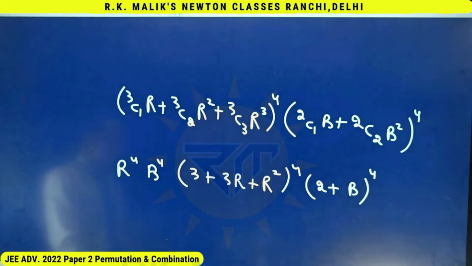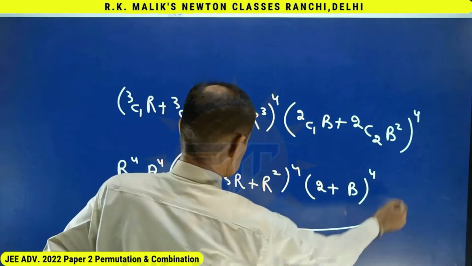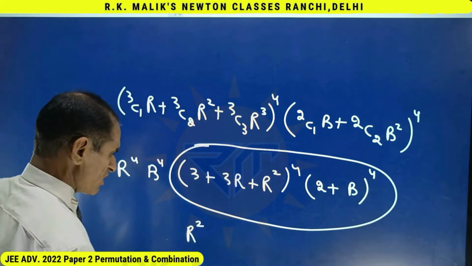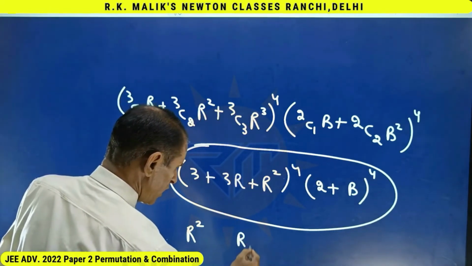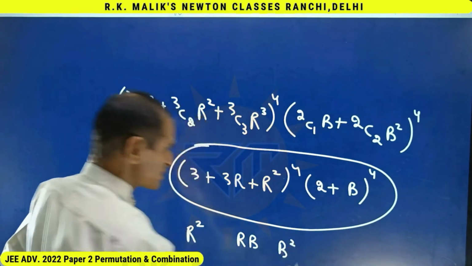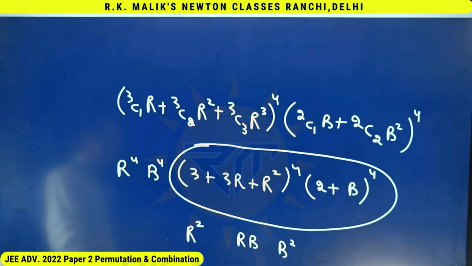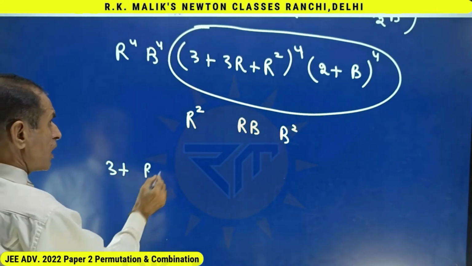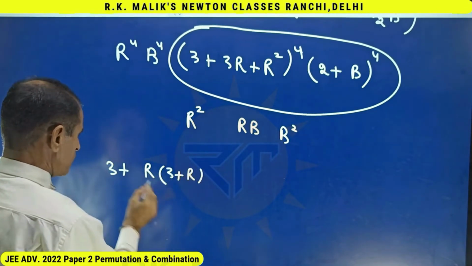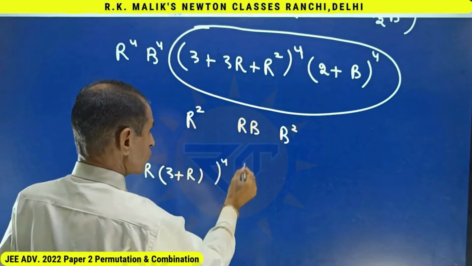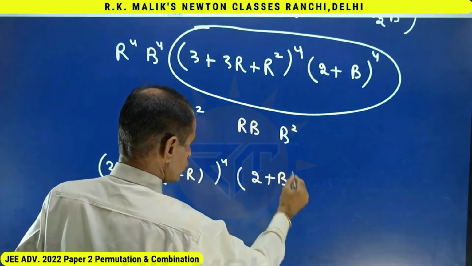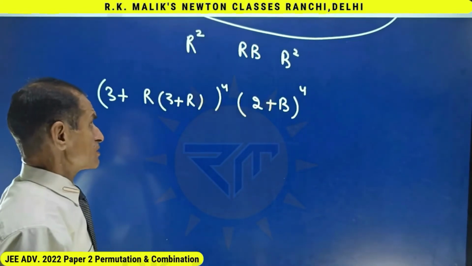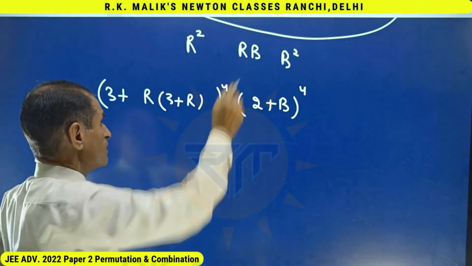That is, in other words, we have to find the sum of the coefficients of r square, rb and b square in the expansion of this. Now this can be written as (3 plus r) into (3 plus r) whole to the power 4 into (2 plus b) whole to the power 4. Note that we are going to find the sum of the coefficients of r square, rb and b square.